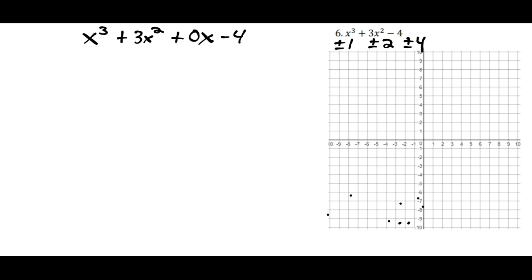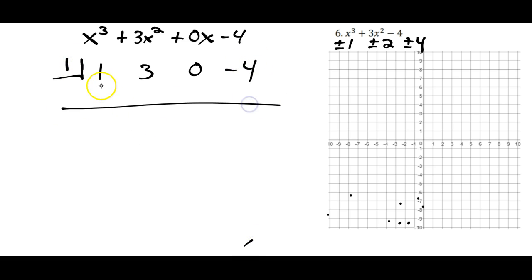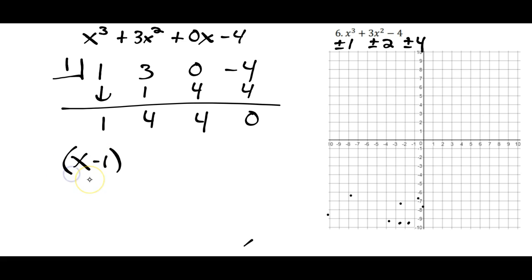Now I can list out those coefficients: 1, 3, 0, negative 4. And I'm going to try to divide it by 1 first. 1 times 1 is 1. Add, multiply, and I get 0. So that's good. First try on this one, and we get it right here. We know that since 1 is a 0, x minus 1 is a factor.